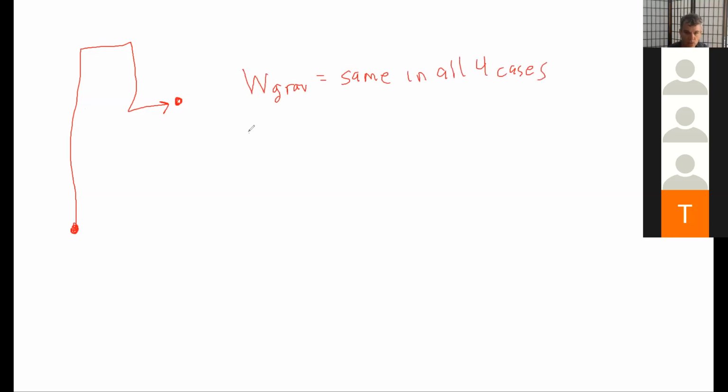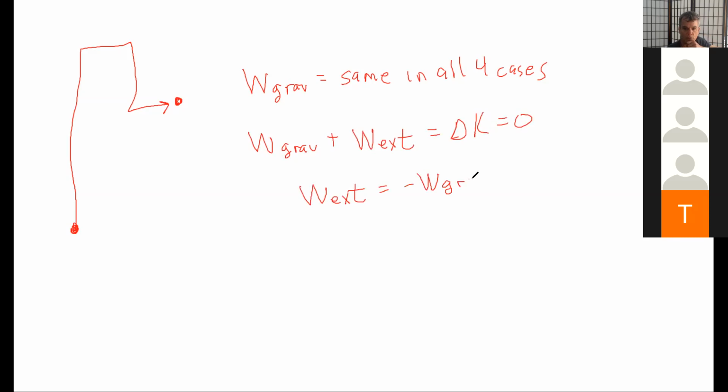And I know that the work done by gravity plus the work done by this person is going to equal the change in kinetic energy, which is 0, because the object starts and ends at rest, which means that the work done by this external agent has to equal negative the work done by gravity. So if the work done by gravity was the same in all 4 cases, that also means the work done by the external agent or the hand is the same in all 4 cases also.